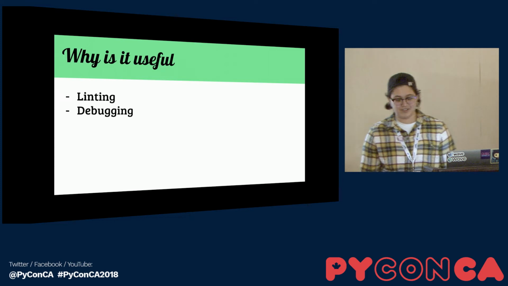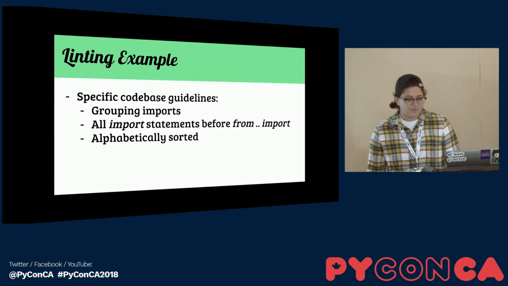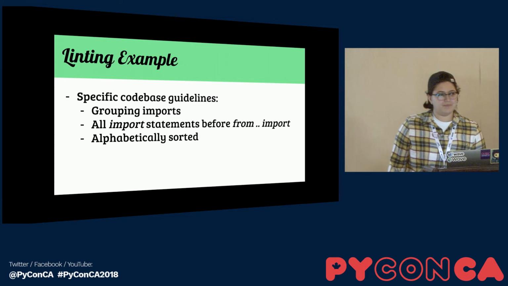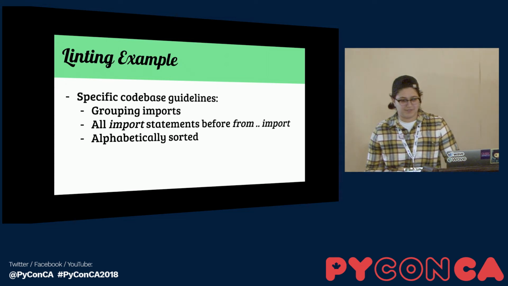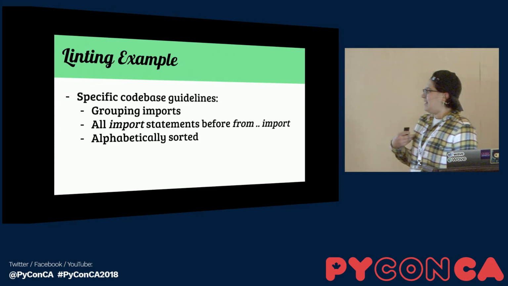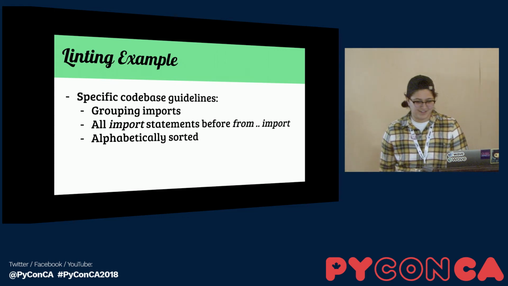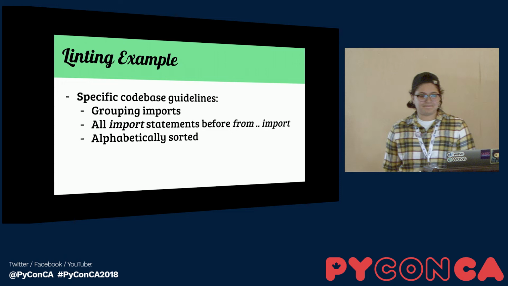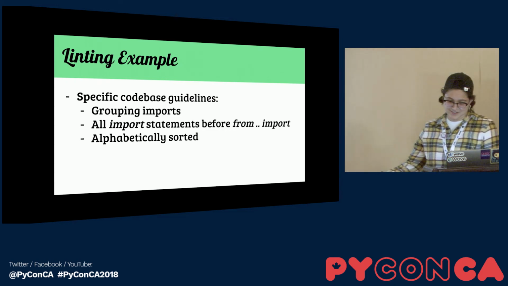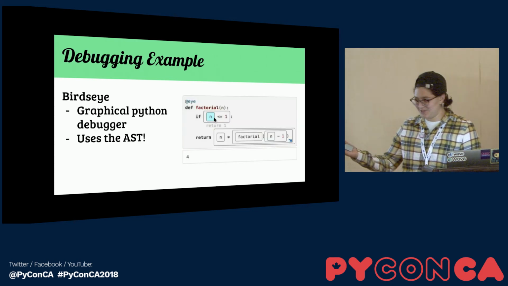So why is it useful? Well, you can model different linting programs and debugging programs with it. For example, let's say you join a team and you have specific code base guidelines for how you import modules. You want to group your imports specifically if they're internal and external libraries, and then you also want to have your import statements before your from ... import statements, and you also want to have your imports alphabetically sorted. You would write a PyLint plugin that uses the abstract syntax tree and organizes all this. Unfortunately, 10 minutes is too short, so I couldn't include some pseudocode for that.